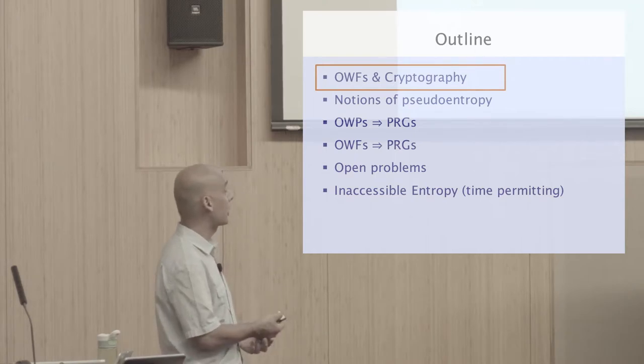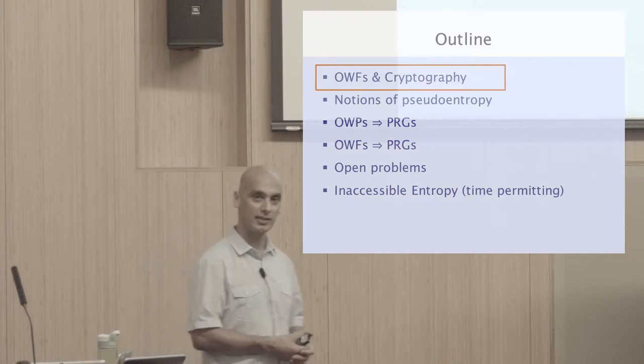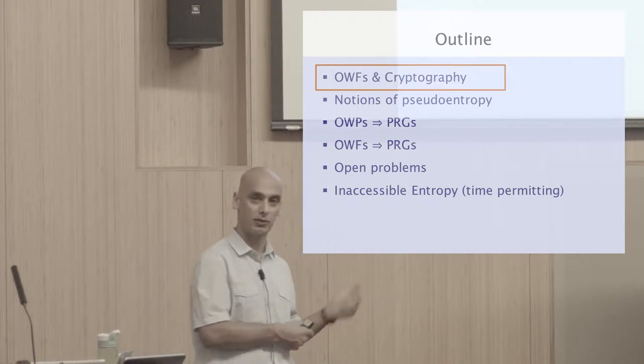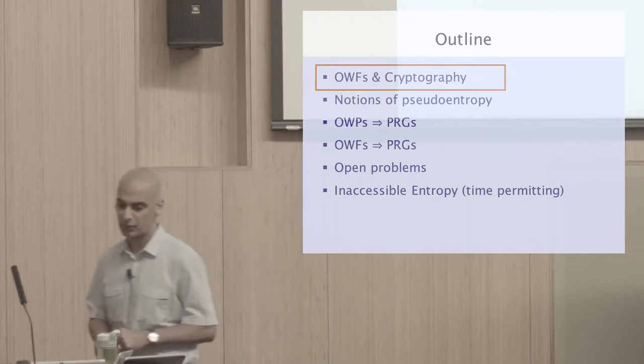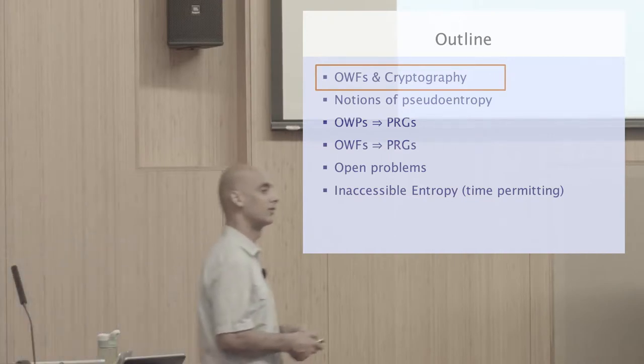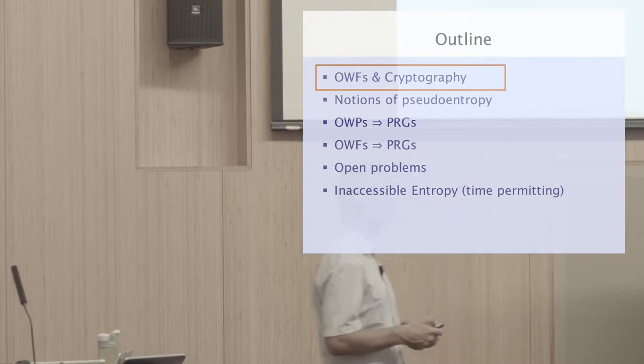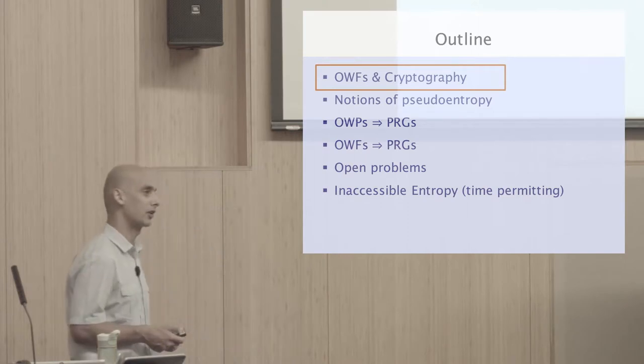And then if there's time, at the end, I might say a little bit about a dual notion of computational entropy called inaccessible entropy and compare it to what's going on here. But it's okay if we don't get to that. Yes? There are also some lower bounds for the number of queries. Yes, I'll talk about this. Holenstein and Sinha. Yeah, I will talk about this.